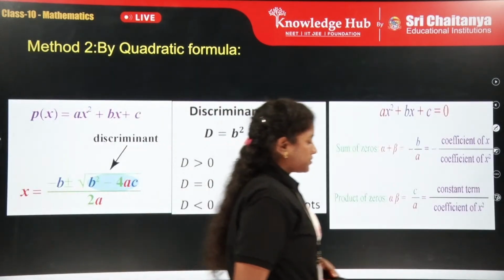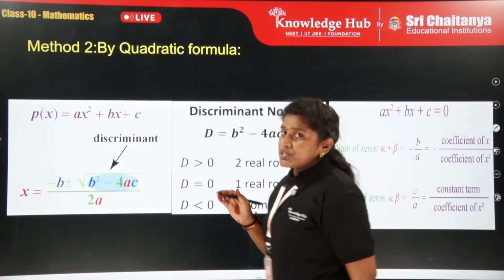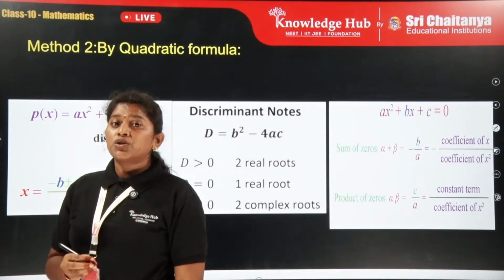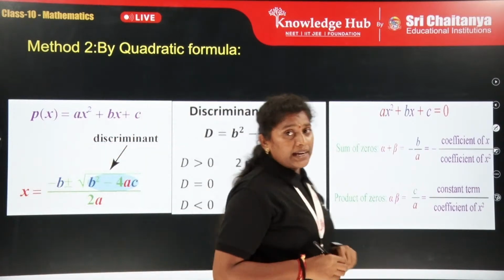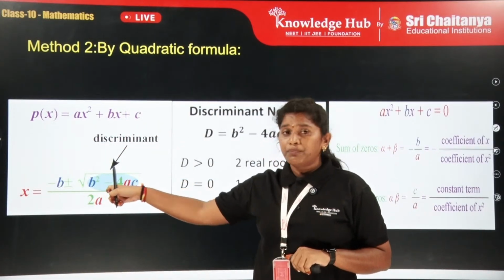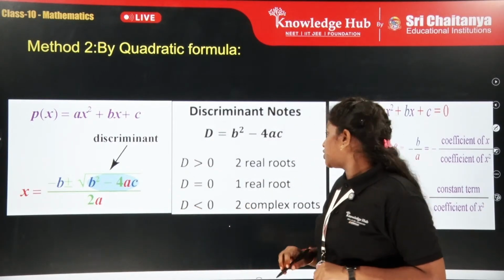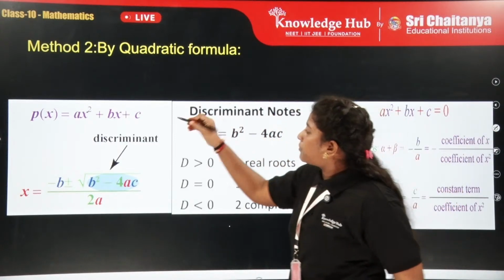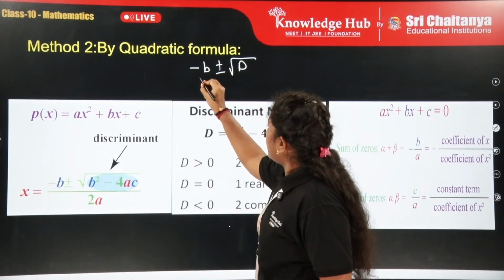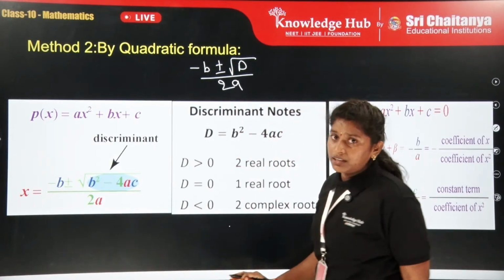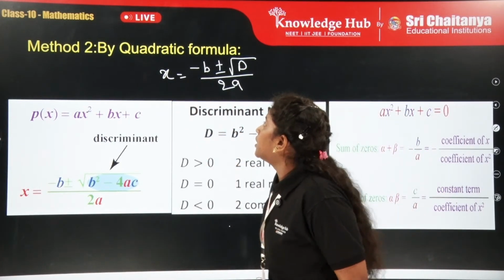Okay. Let's solve the next one. So coming to the next one, we are going to use the quadratic formula in order to find the zeros of a quadratic polynomial. That is given by x equals minus b plus or minus root of b square minus 4ac by 2a. If you are facing any issue with remembering, you can remember it as minus b plus or minus root of d by 2a. Clear?